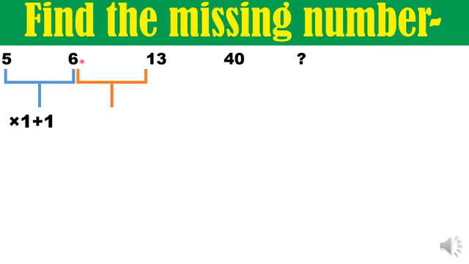So 6 multiply by 2. Yes, we are a little bit near. 6 twos are 12 and 12 में अगर आप 1 add करोगे then it would be 13. So 6 multiply by 2, 12, 12 plus 1, 13. Now let's find out the relation between this and this number.